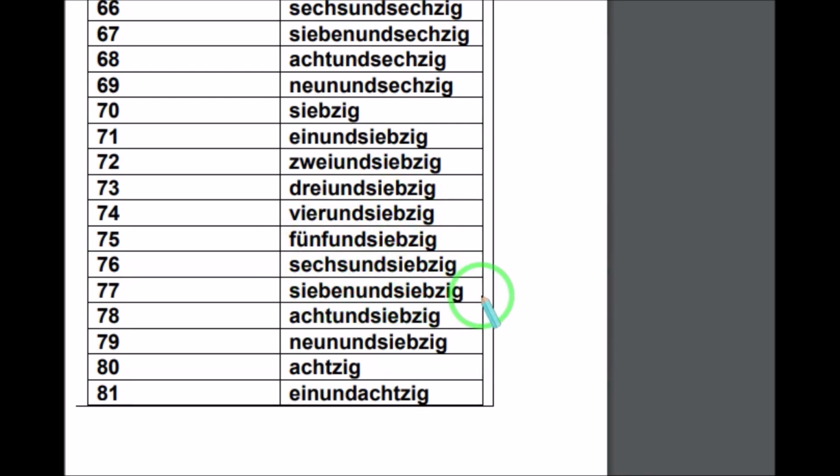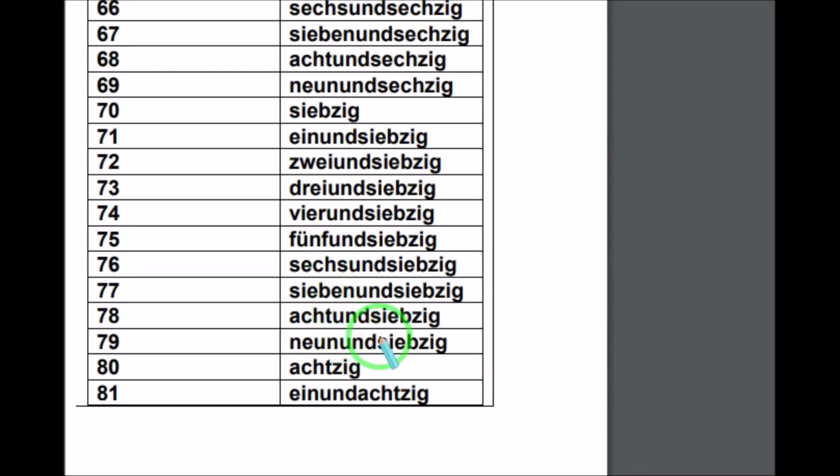For 76 and 77 again there's a bit of change. First you will write sechs. For 76, sechs is written completely, then und and siebzig, because the rule says that S and Z cannot be written together. Otherwise S and U can be written together. So that's why it becomes sechs und siebzig. Again for 77 it's sieben und siebzig according to the rule.